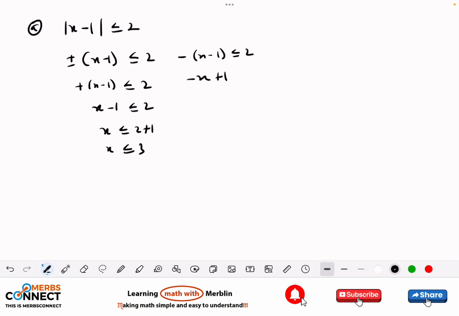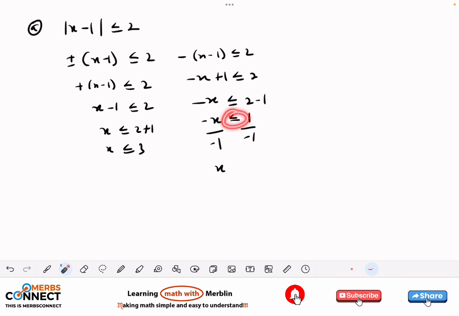minus x plus 1 less than or equal to 2, minus x less than or equal to 2 minus 1, minus x less than or equal to 1. Then I'll divide through by minus 1. Since I'm dividing by minus 1, this will change, instead of less than, to become greater than or equal to minus 1. Right? We will come and draw it on the number line to know the actual interval, right?